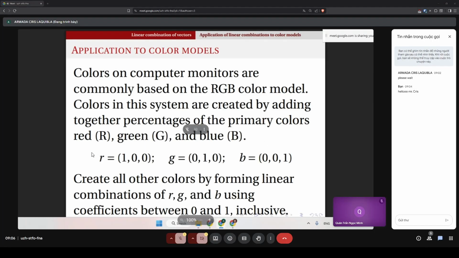Of the primary colors: red, green, and blue. And we have there, by the way, red, green, and blue are also primary colors of light. So we create other colors by forming linear combinations of R, G, and B using coefficients between 0 and 1, inclusive.